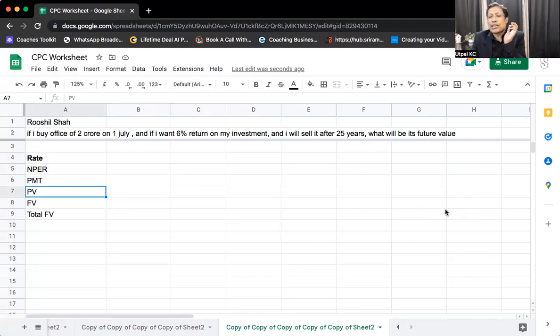Now, Mr. Rushil Shah, are you with me? So now you see, this is 2 crores you are investing. Am I right? You are investing 2 crores rupees, right?